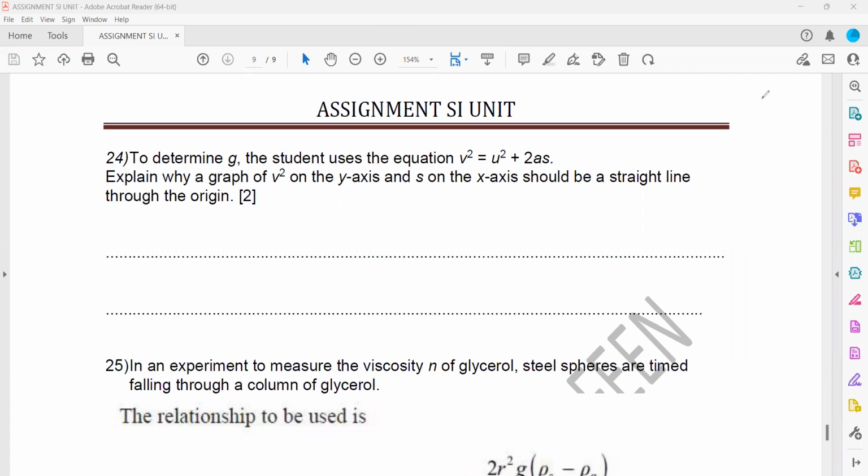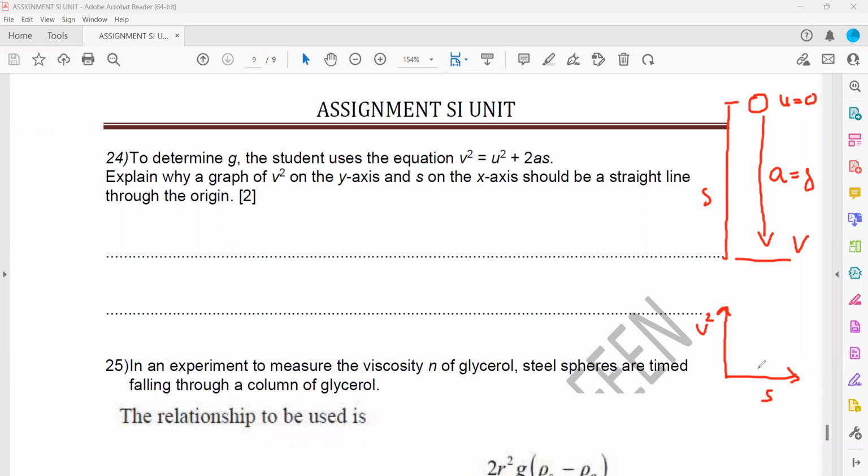So basically, when we drop an object, what is the starting speed? The starting speed is 0. And falling objects always have the acceleration due to gravity. So acceleration will be equal to g, which is gravity, where v is the final speed and s is the distance or displacement of this object. So we want to plot a graph for v square against s on the x-axis, v square on the y-axis, and we want to show that when we plot this graph, it will be a straight line passing through the origin. So how can we show this?